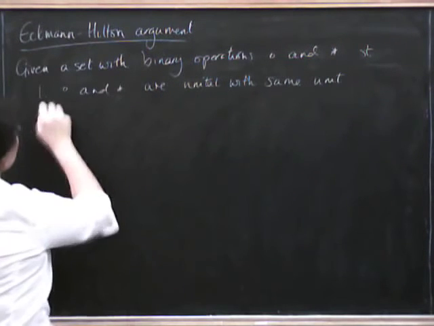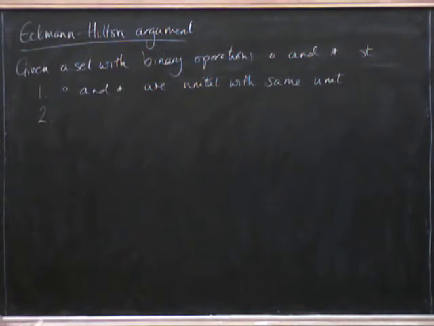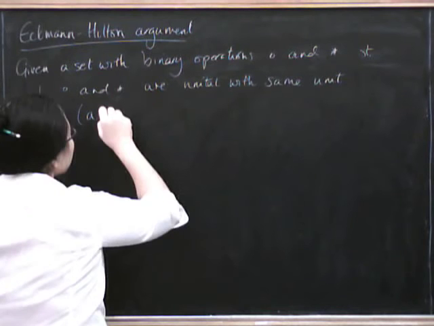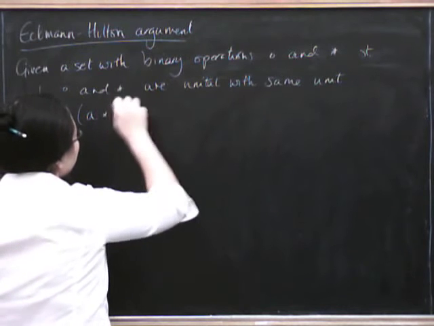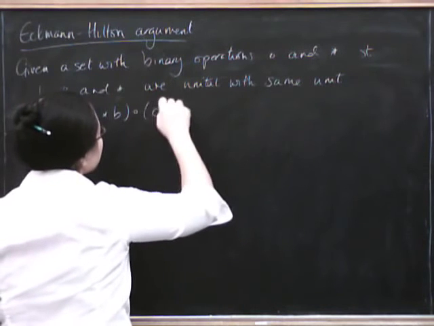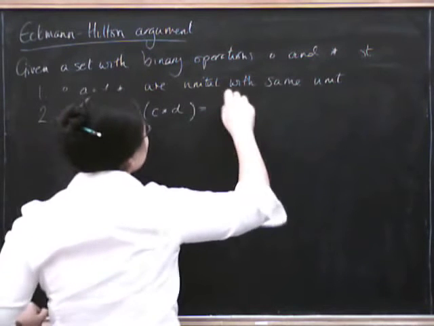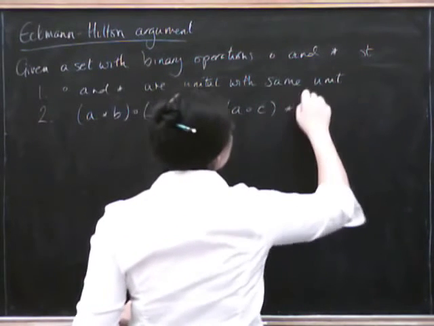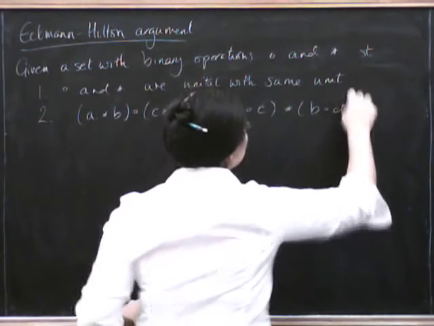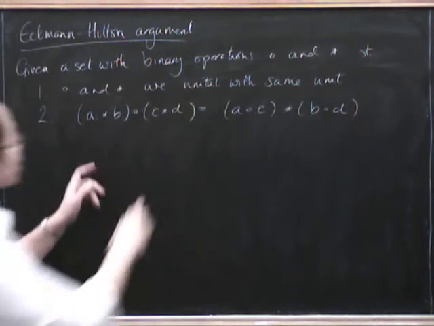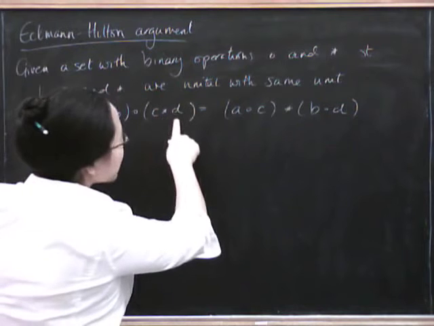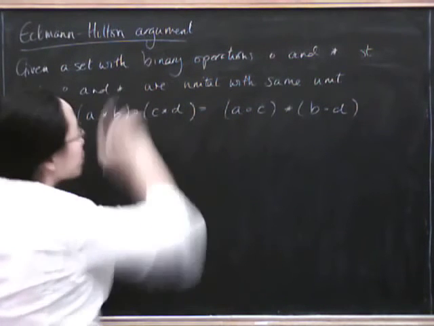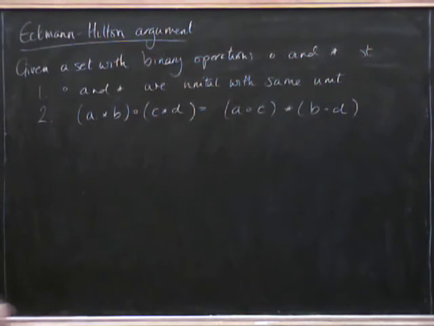and secondly that one of them distributes over the other, which is to say that A star B circle C star D equals A circle C star B circle D. So what's happened here is that we've switched the order of the star and the circle, and in doing so we've switched around these middle two things that we're multiplying together.